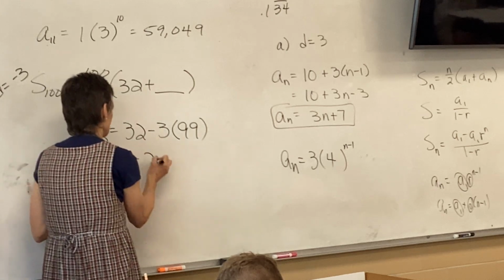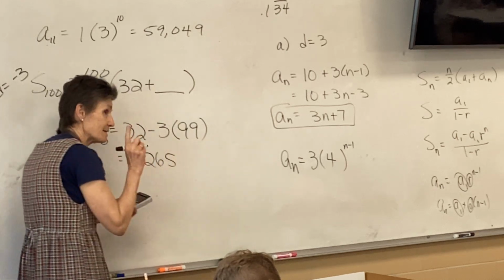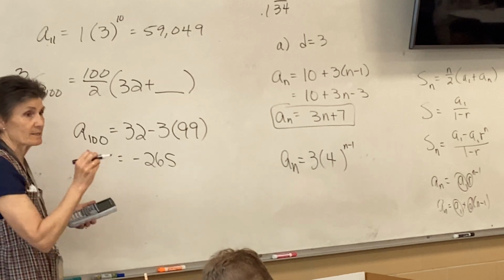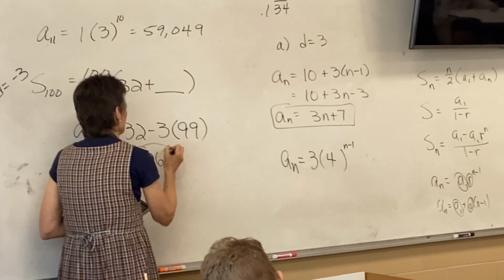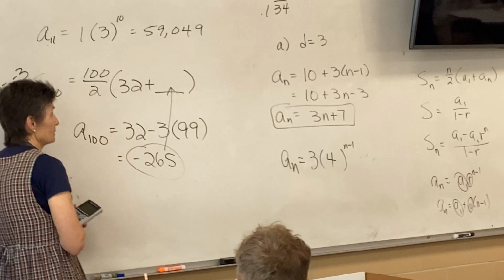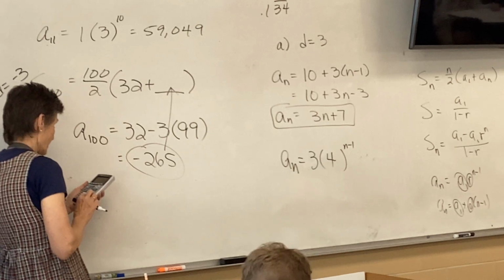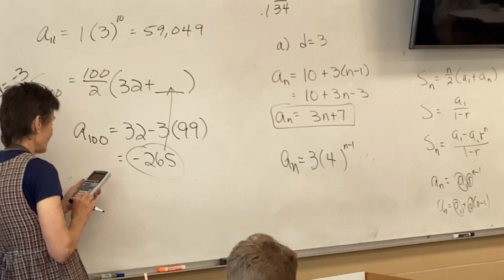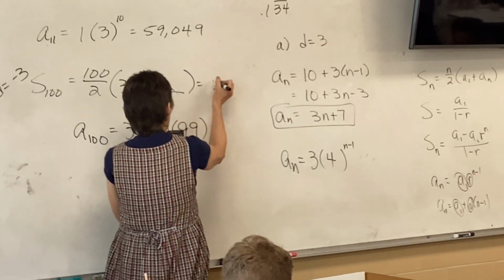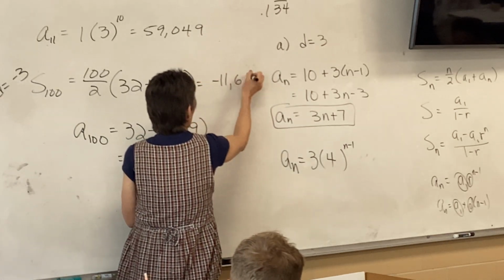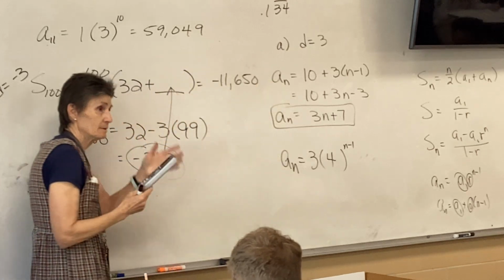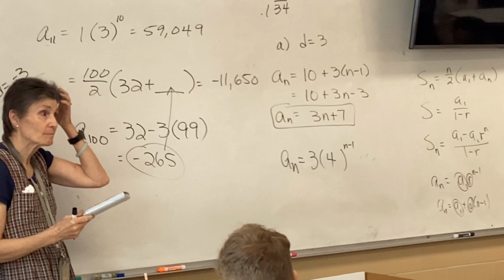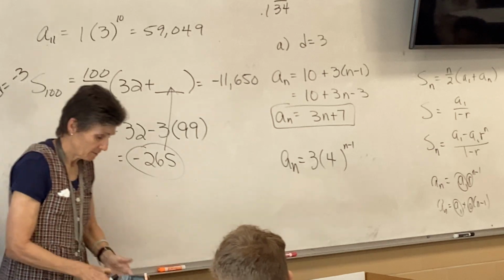I got -265. Now that isn't the answer. What do you do with that -265? Plug it in right there. Add 32 to it. Multiply it by 50. I got -11,650. -11,650. Anybody else get that? Perfect.